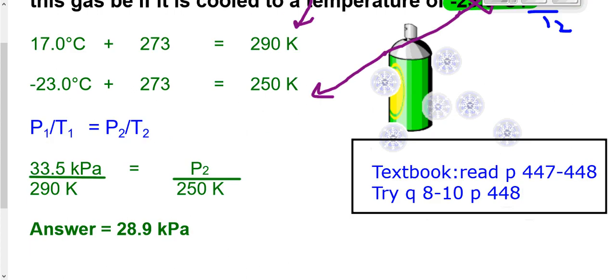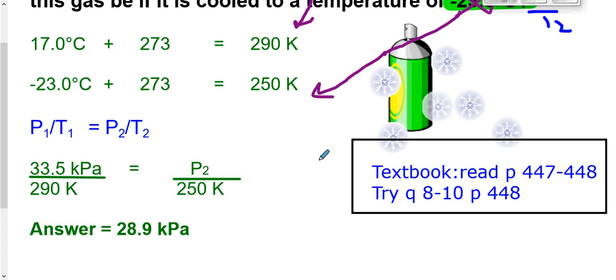Again, it doesn't matter what we're looking for, whether it's on the left or on the right, whether it's on the top or on the bottom. Find the diagonal with the 2 numbers in it. In this case, we're going to multiply 33.5 times 250 and divide by what's left. Divide by 290. In this case, we get 28.9. Because we had kilopascals as a unit for pressure here, we will get kilopascals as a unit for pressure there. The units on the left are always the same as the units on the right.